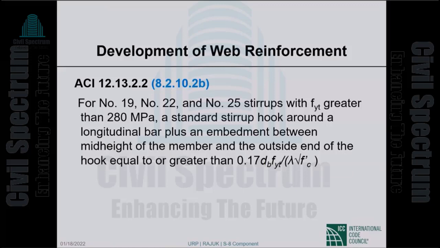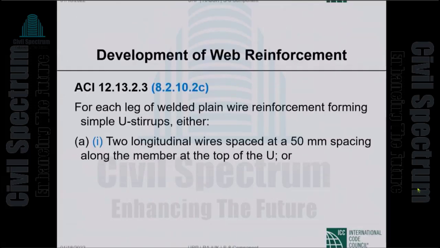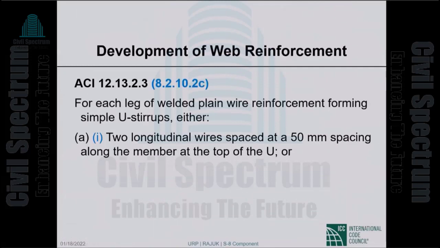So for the larger bars that are not grade 40, these are large size stirrups, number 19, 22, 25. These are, yeah, not terribly common, I would say. Standard stirrup hook around a longitudinal bar plus an embedment between mid-height of the member and the outside of the hook equal to or greater than the quantity given. Okay. So that was 2, this is 3.